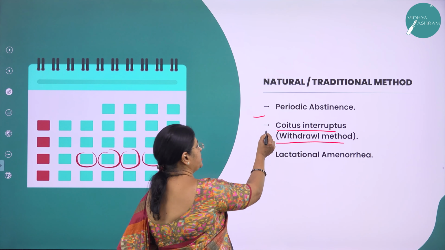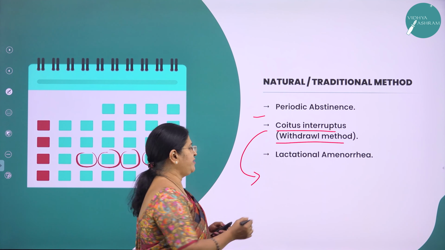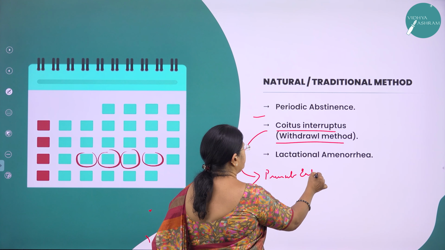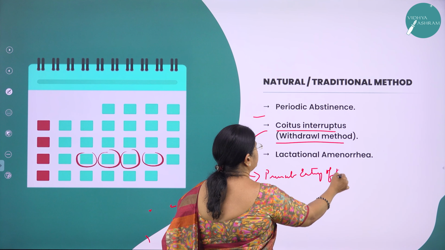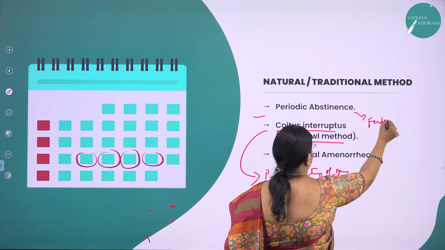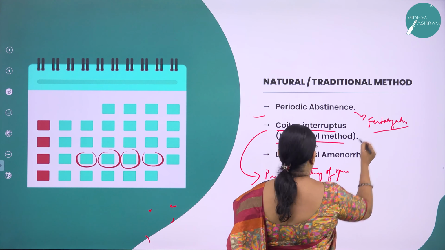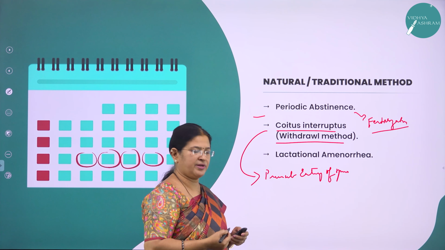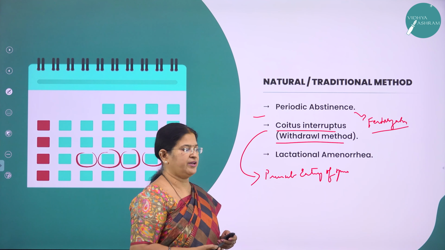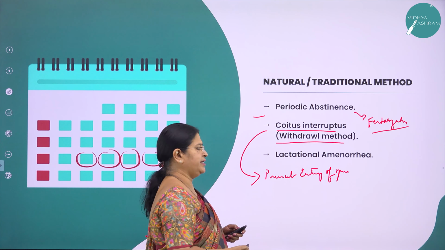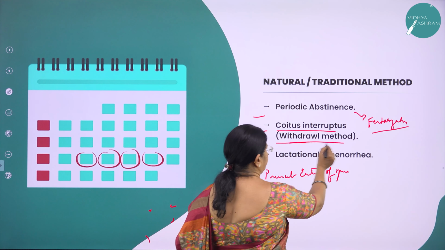What is the working principle of this method? It prevents the entry of sperm. This prevents fertilization. Before ejaculation only, if the penis is removed, definitely there will be no entry of the sperms into the uterus. So that method is called coitus interruptus, or it is otherwise called the withdrawal method.